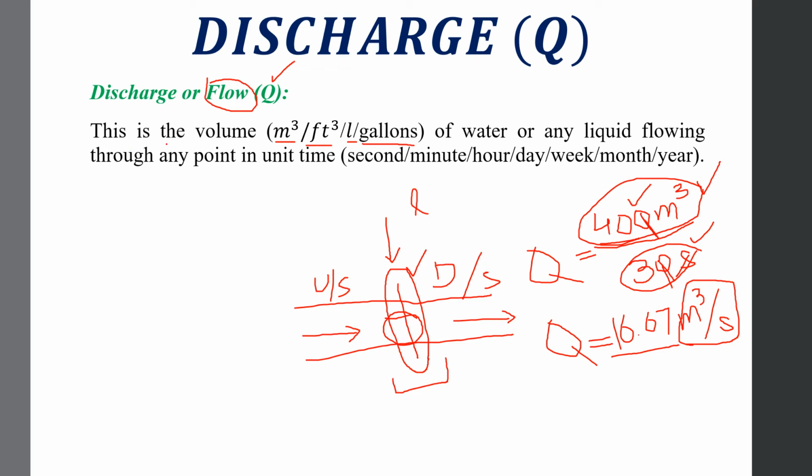So again, we can read the definition. This is the volume per unit time, but one condition is given: you have to select any point in the channel, so any reference point. In our case, suppose this is a location, then this location is known as our experimentation or gauging point.